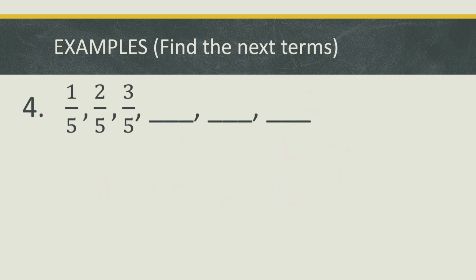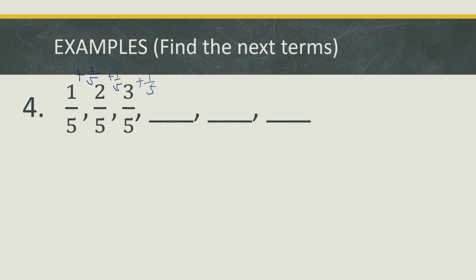Okay? Let us try another example. So in this case, this is also a fraction. But if we observe the pattern, it is simply adding 1 on the numerator. So we have 1/5, and then 2/5, and then 3/5. So basically, the pattern is we are adding 1/5 on each term. So we have 1/5 plus 1/5, we have 2/5. 2/5 plus 1/5 is 3/5.